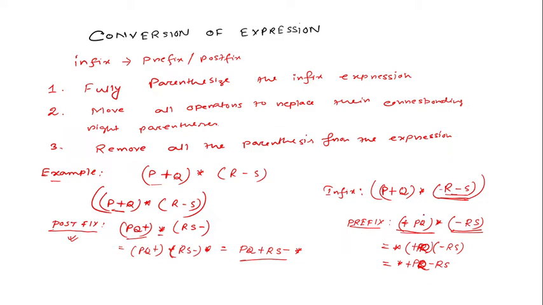Okay, similarly you can do the prefix operation. Here also you can do it. The operator can be in the pre-position, so it can be plus pq star minus rs. After that, the star value can be stored at first. So star plus pq minus rs. So this is the prefix operation.